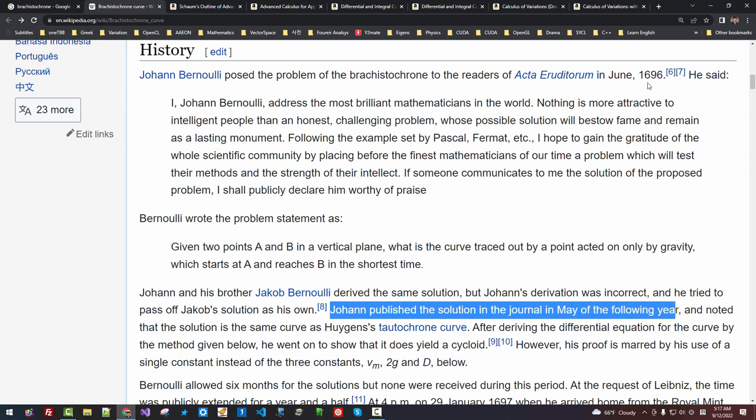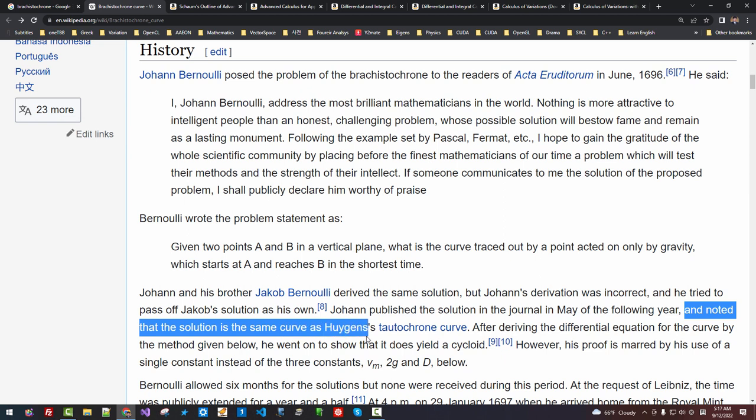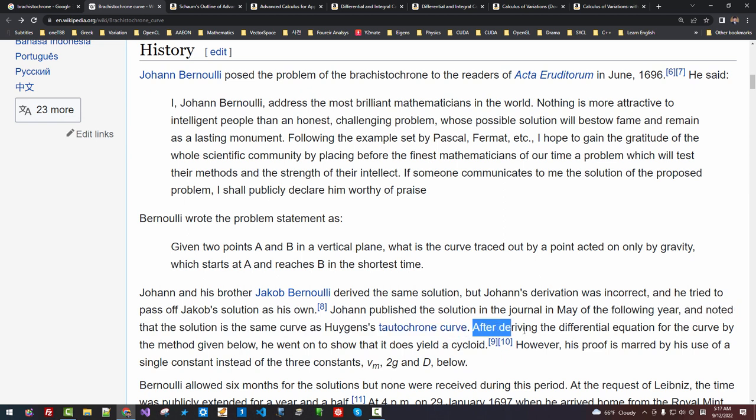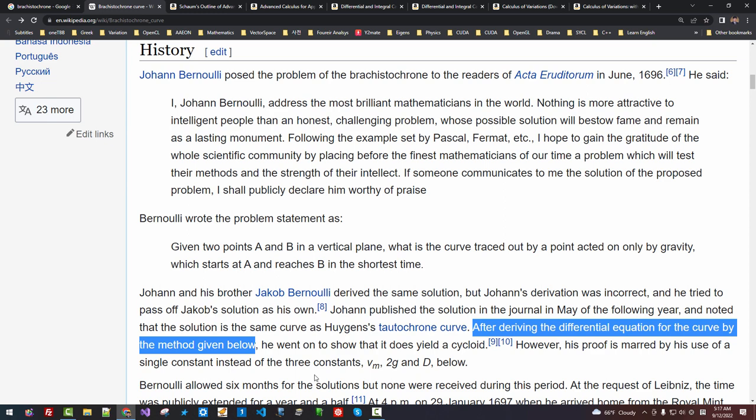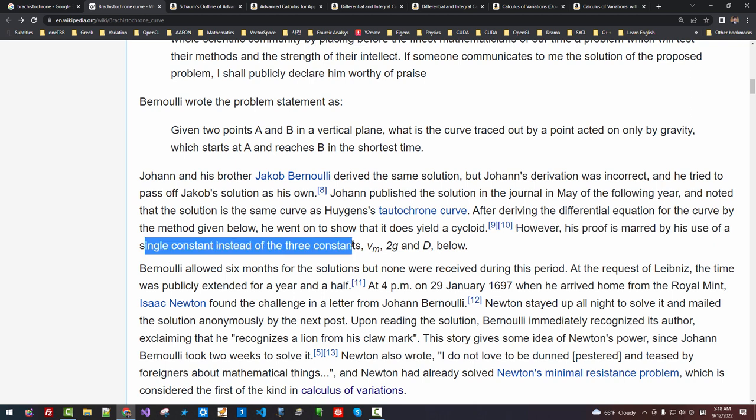Johann published the solution in the journal in May of the following year, so probably in 1696 or 1697, and noted that the solution is the same curve as Huygens' tautochrone curve. After deriving the differential equation for the curve by the method given below, he went on to show that it does yield a cycloid. However, his proof is marred by his use of a single constant instead of three constants, √(2gD).